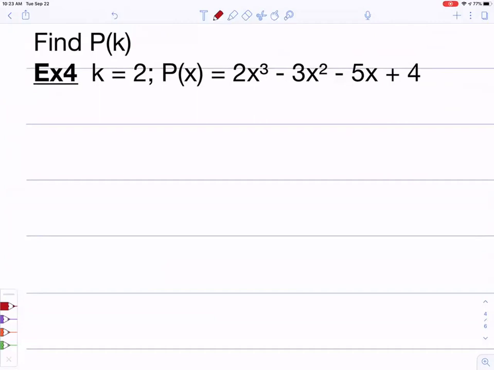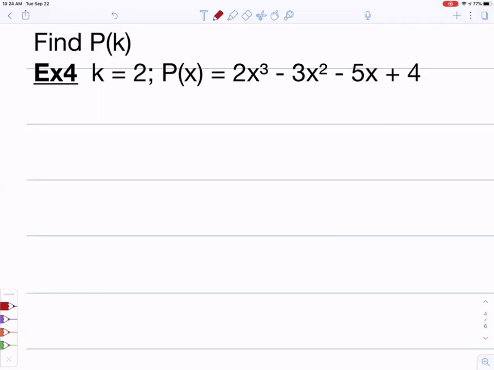Because when you look at number 4, before today, what would you normally do? You would plug and chug, right? You would do 2 times 2 times 2 times 2 minus 3 times 2 times 2 minus 5 times 2 plus 4, right? That's what you would do before today. And what I'm saying as of today is that there's a shortcut to that. Now, plug and chug is not difficult, but if there's something easier I can do, why shouldn't I? I can use synthetic division, but now we're going to call it synthetic substitution. The work is the same.